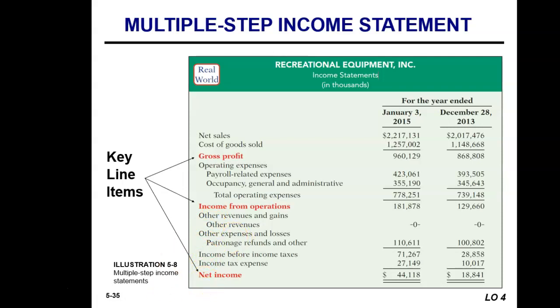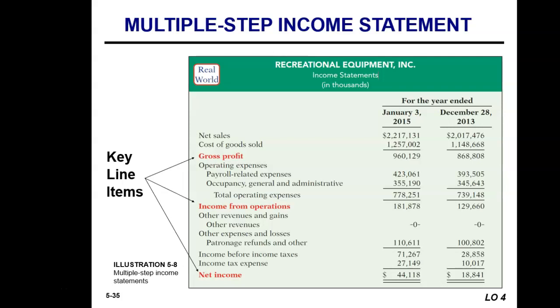We then have this next section known as other revenues and gains, other expenses and losses. When we think of other revenue, this is revenue earned from a source other than our principal business activities.